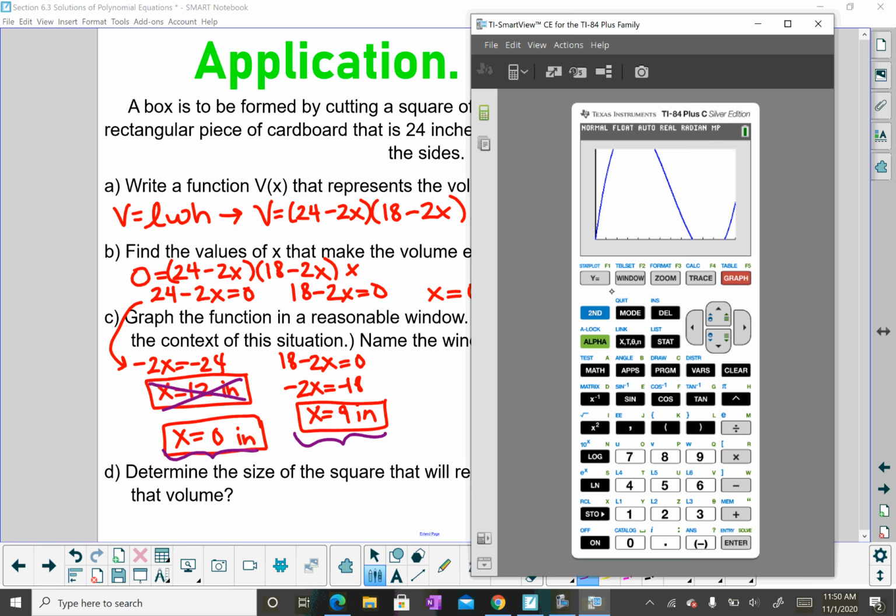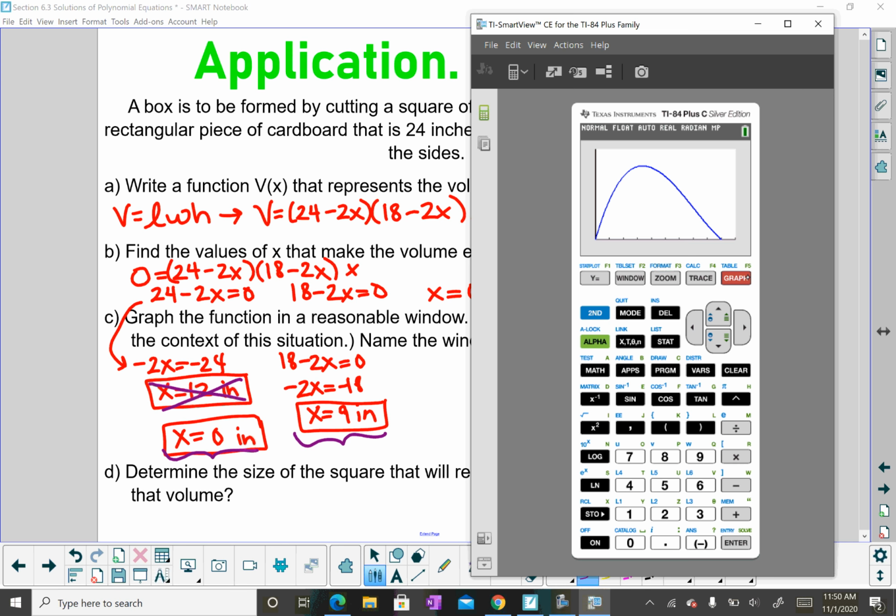So back to our window. Let's change that a little bit. So 500 for the volume, maybe let's make it like 800. And then my x max, I'm just going to take that up to 10. And hit graph. And there we see a much better picture of our answer.